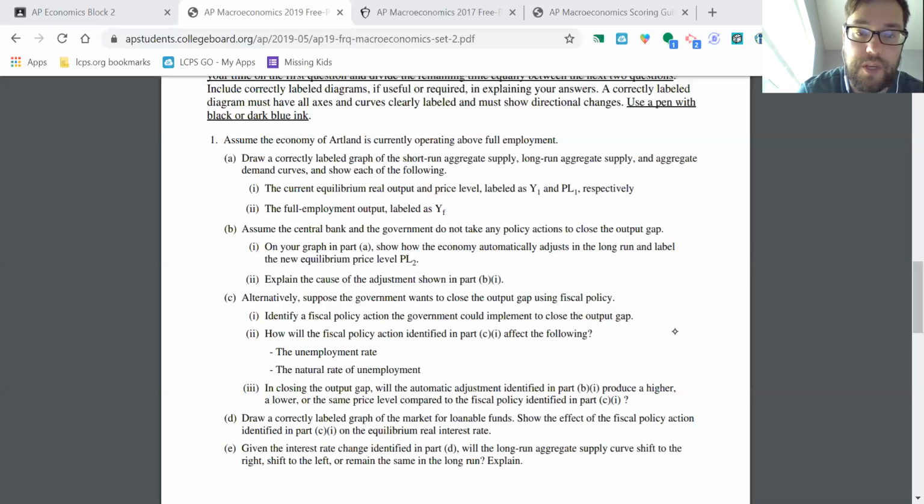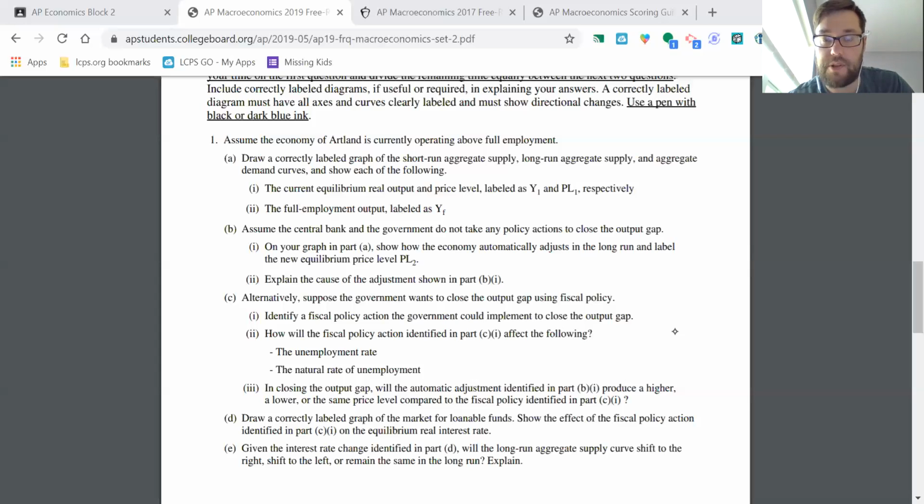And you see, our equilibrium points are going to gradually move back until we get to that point where it's on the long run aggregate supply. And the other thing we had to label is the new price level. So that would be price level 2. You can see, obviously, from the graph, we've moved up in price level, right? Hence the name inflationary gap, because to equalize that out, you're going to have upward pressure on the price level. All right, so that was parts A and B.